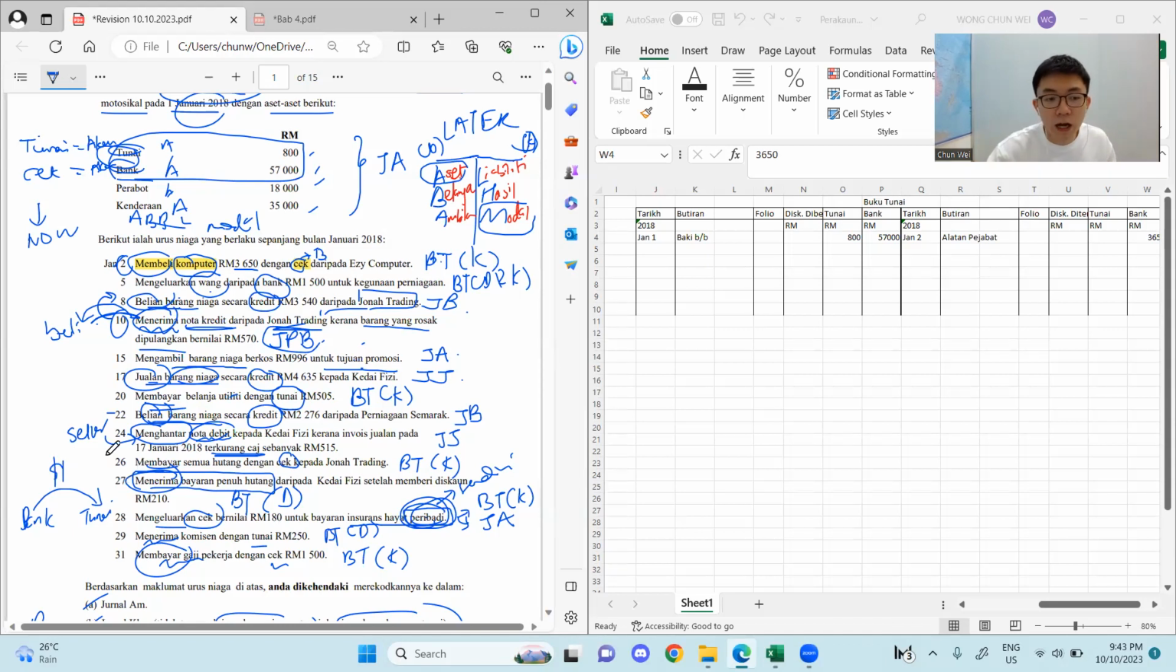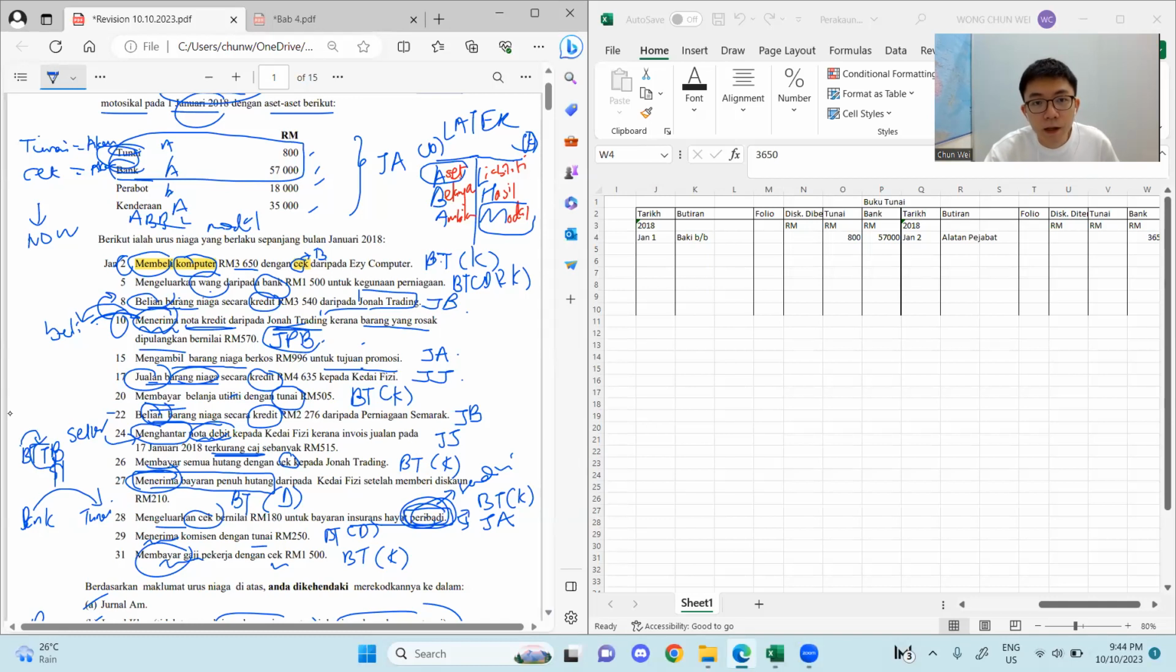And I got a term for this, which I call BTTB. Maksudnya, the money is transferring into a form of tunai.